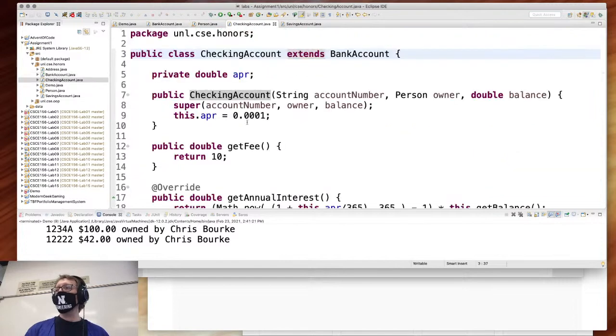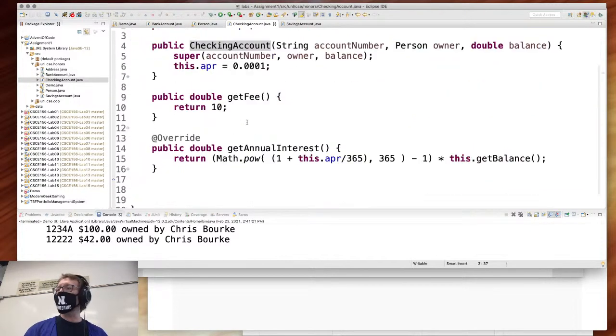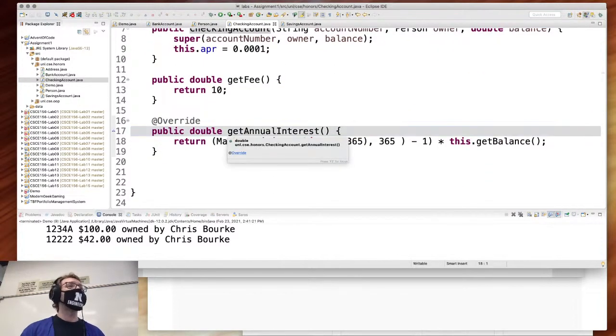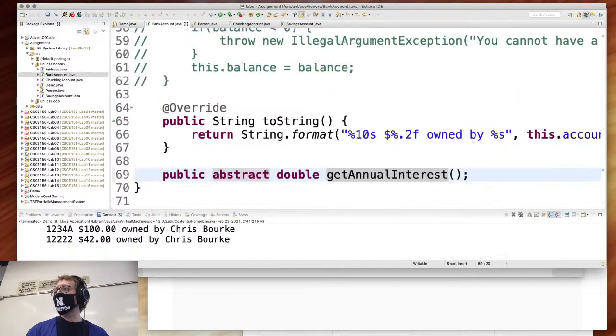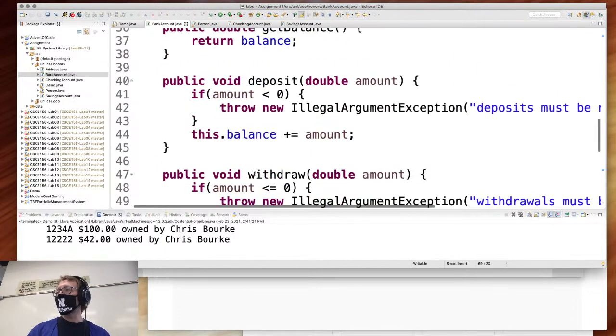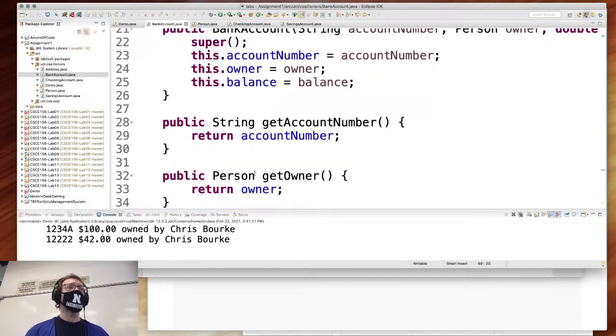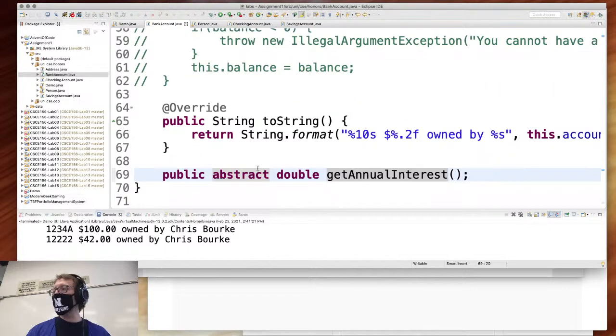Any non-abstract subclass will actually have to specify this is how I do it, or this is how I do it. But that's creating an abstract class with abstract methods. You can have a mixture. The rest of these were not abstract methods. They actually have implementations. An abstract method has no body. It just has a signature.